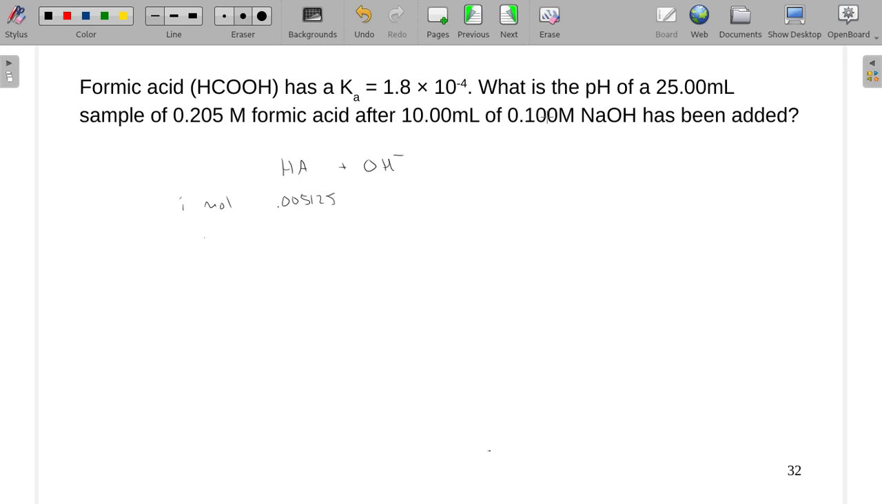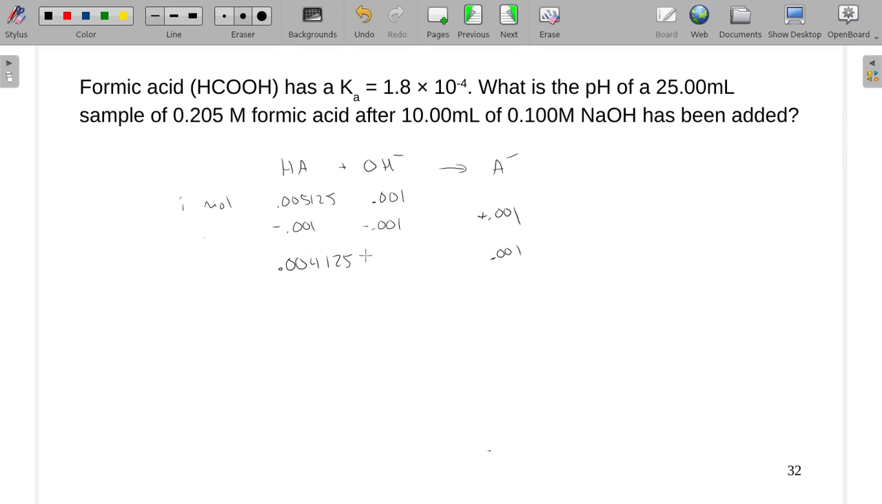And we're going to do the same thing with our NaOH and get that that's 0.001 moles. Alright, our smaller of the two goes to 0. And since I have HA remaining, I will need to know how much A minus is produced, which is positive 0.001. So the amounts we're working with, moles-wise, of our HA and A minus are what we figure out.